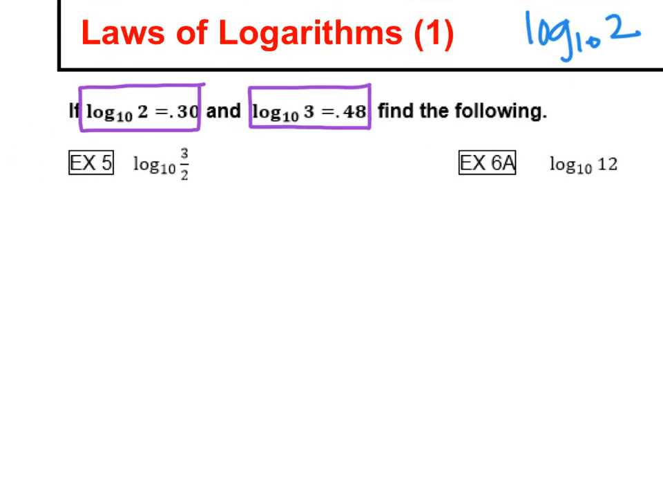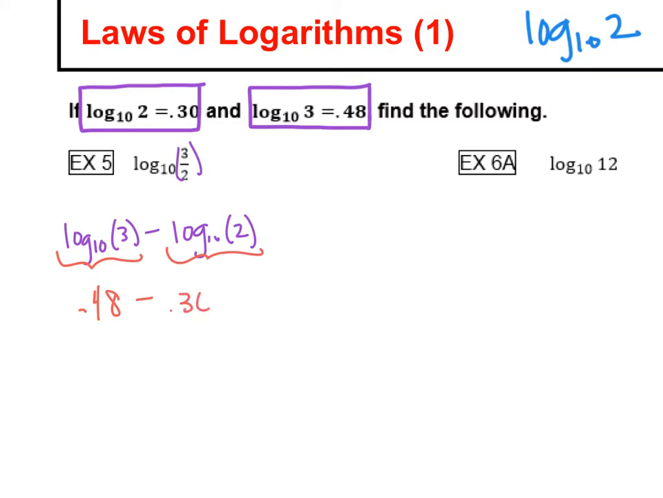So we have log base 10 of 3 over 2. We have a property that tells us it's a division, so we're going to subtract: log base 10 of 3 minus log base 10 of 2. Well, we know that log base 10 of 3 is equal to 0.48 minus log base 10 of 2, which is 0.30, and that's going to give us our final answer of 0.18.